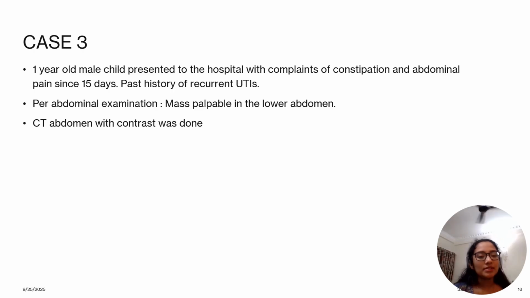Coming to the third case, a 1-year-old male child presented to the hospital with complaints of constipation and abdominal pain since 15 days. Past history of recurrent UTIs was present. On per abdominal examination, a mass was palpable in the lower abdomen. A CT abdomen with contrast was done.